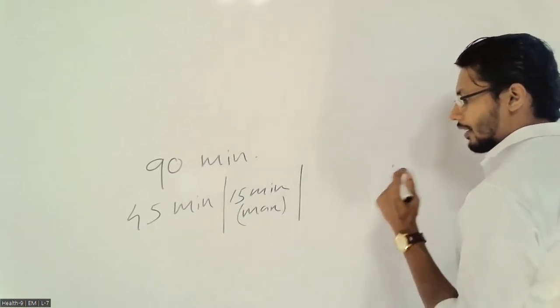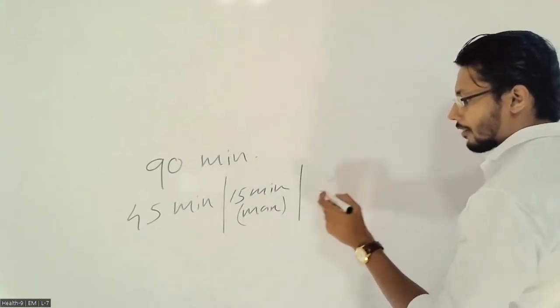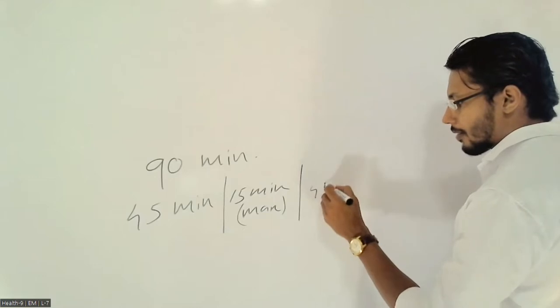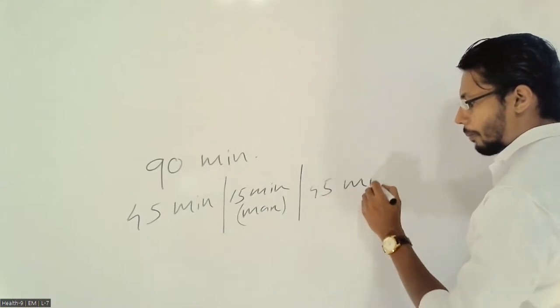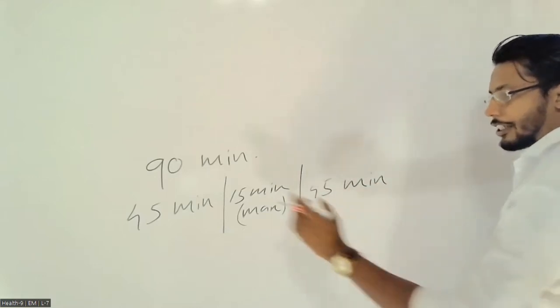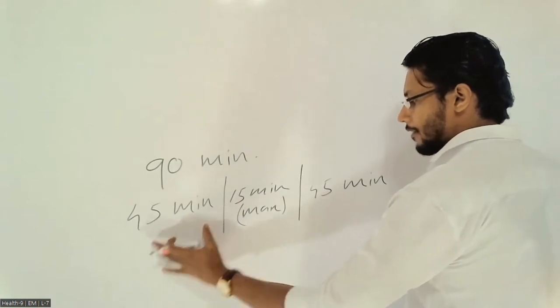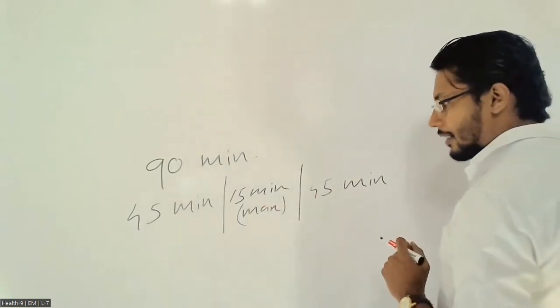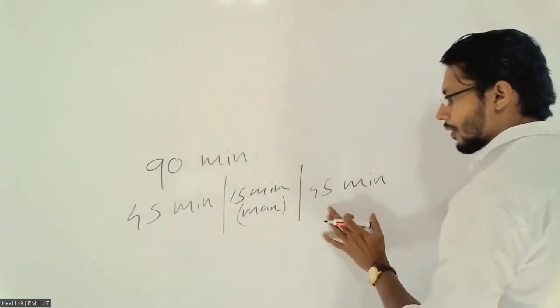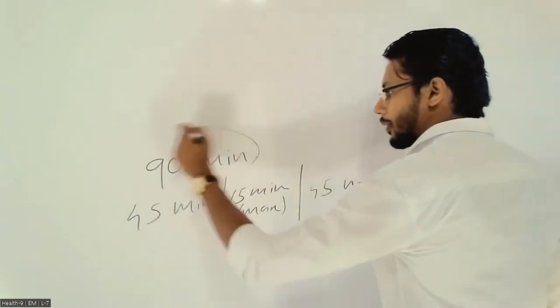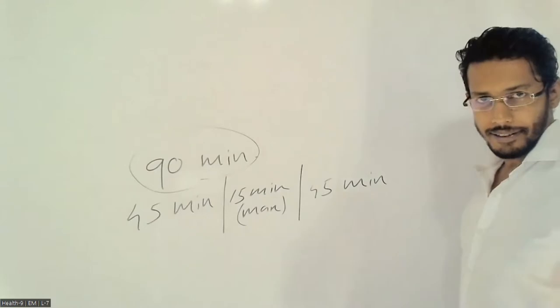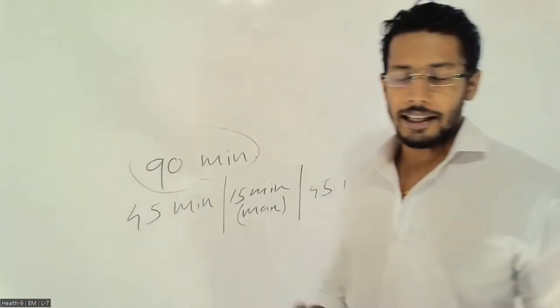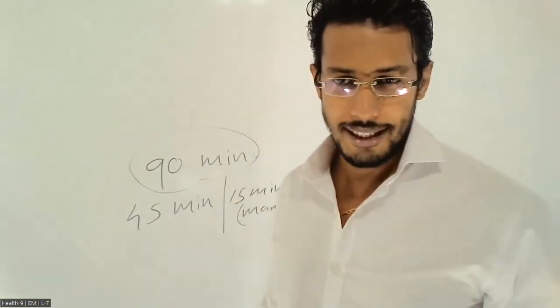Then again, there's another half. The second half, again, will be 45 minutes. This is the first half, and this is the second half. So altogether it will be 45, 45, 90 minutes, the time period of a single game, right?